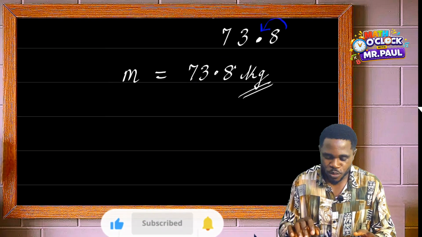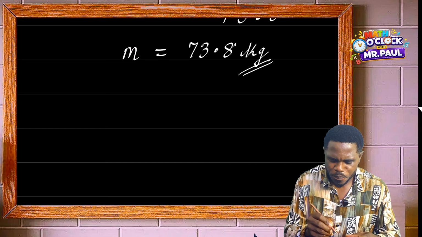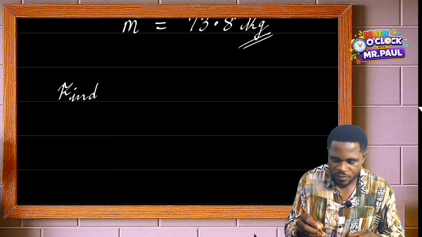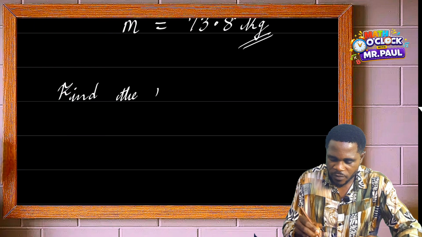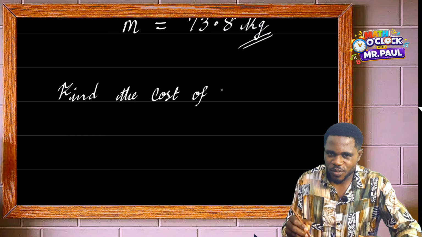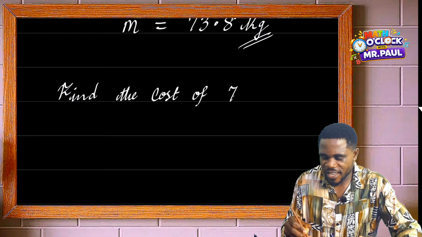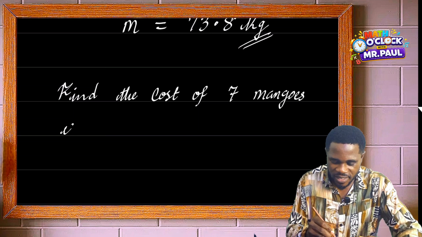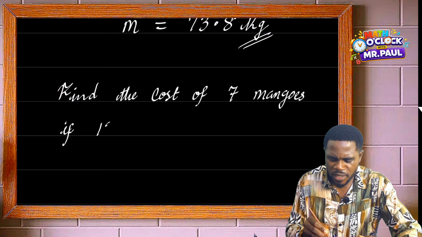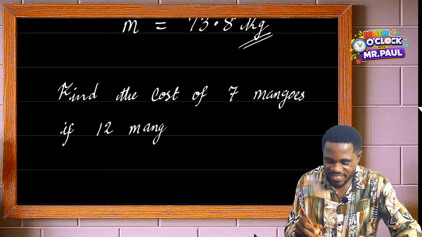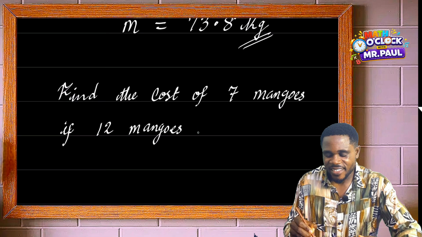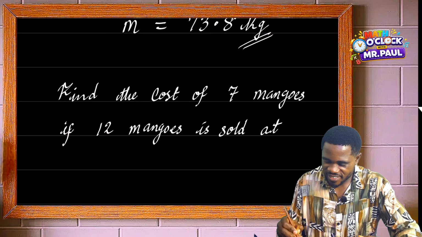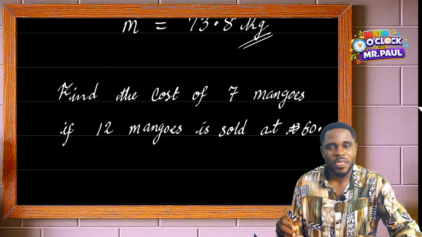Okay, let me leave a task for you to solve. Just one. It says: find the cost of 7 mangoes if 12 mangoes are sold at 16 naira. I'll be waiting for you.